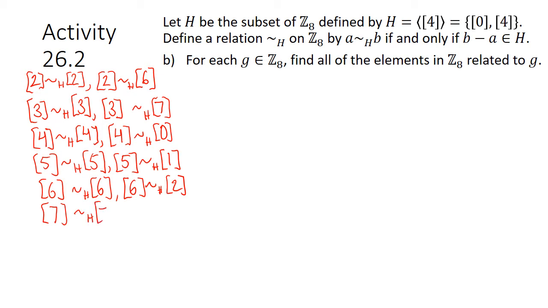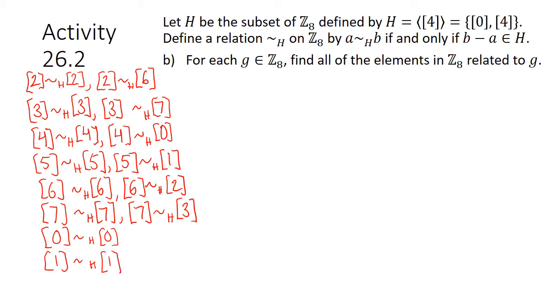Okay, and then 7 is related to itself because 7 minus 7 is 0, and then 11 minus 7 would be 4, and then 11 is the same as 3. I wanted to put 7 and put the 3 there. Okay, and then finally the last two, I'm sorry, I'm really all over the place, I'm sorry guys. So the last two will be 0 and 1. Okay, so this will be 0, and this one will be 1.